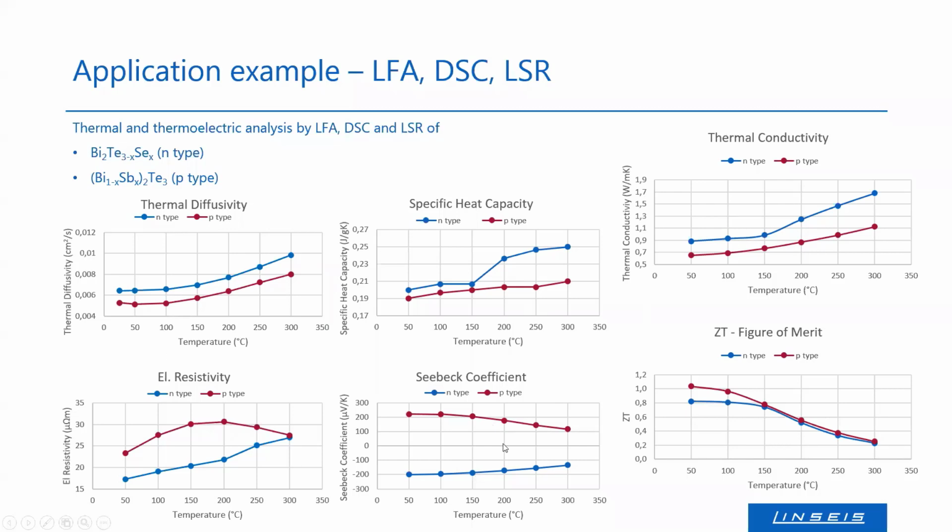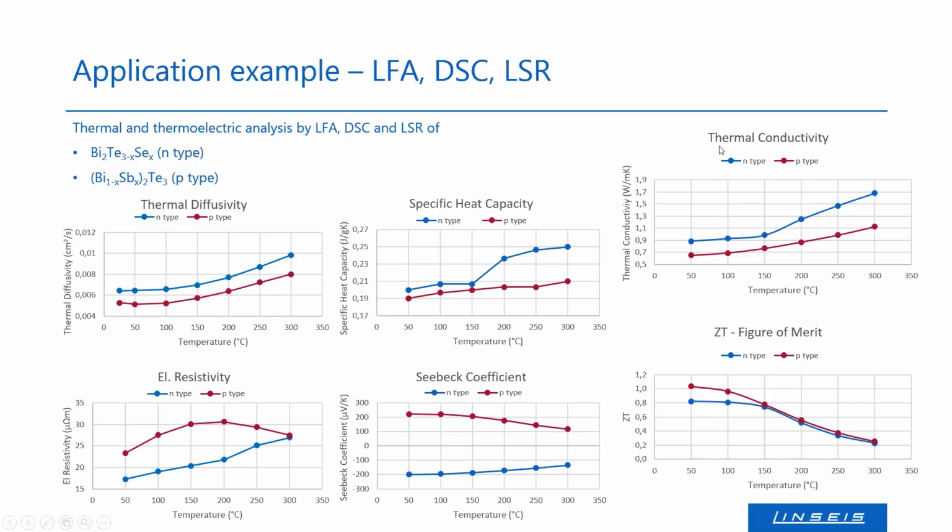So with all of these measurements, one could determine on the one hand the thermal conductivity using the thermal diffusivity and a specific heat capacity measurement. Here you can see the result of it. So both behave similarly, and the N-type material shows higher values.